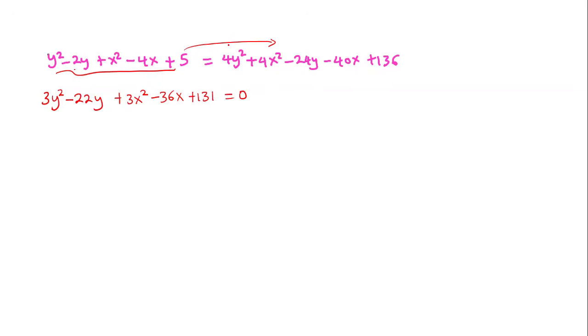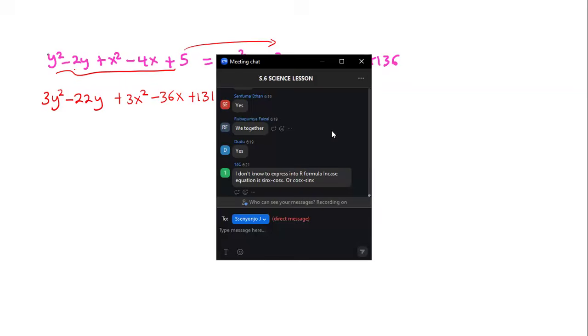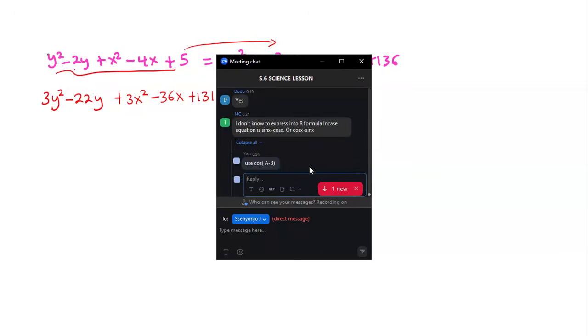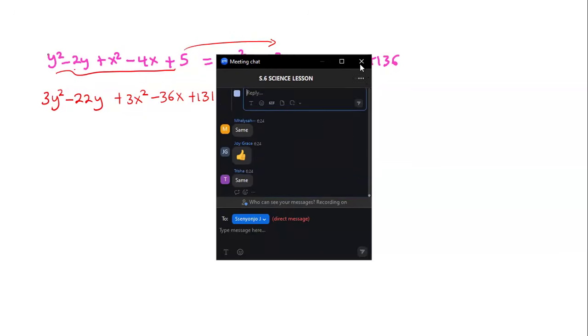So members, if you have the same, or in case there is something you have not got right, are we on the same page? Okay, I think we're on the same page.